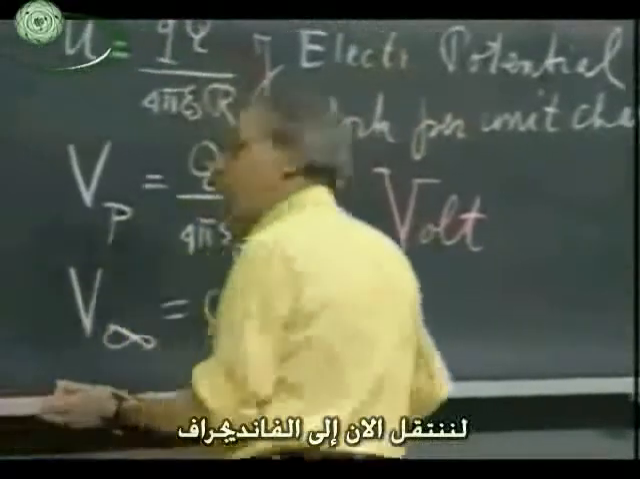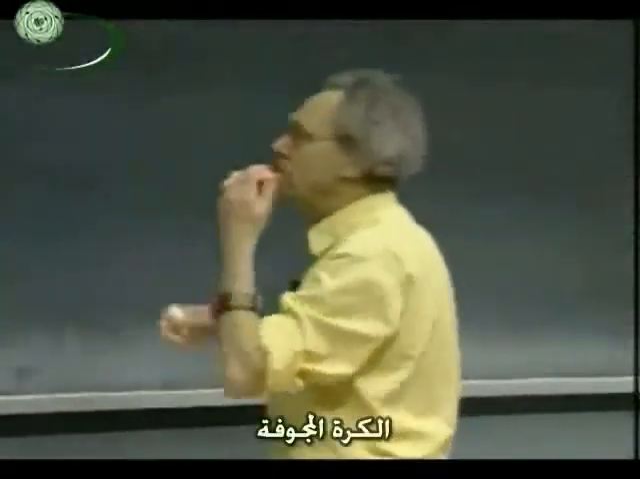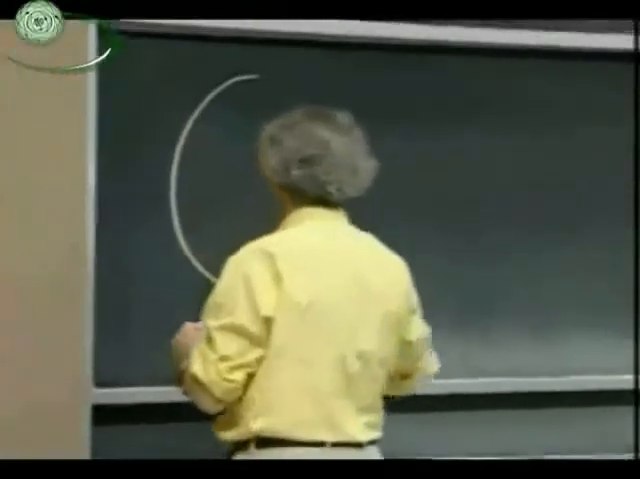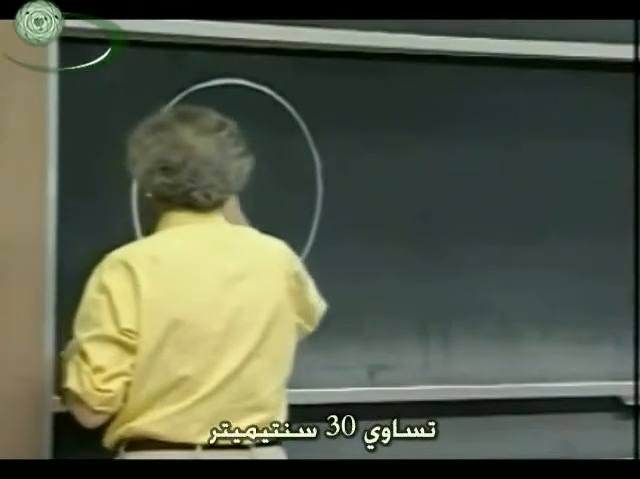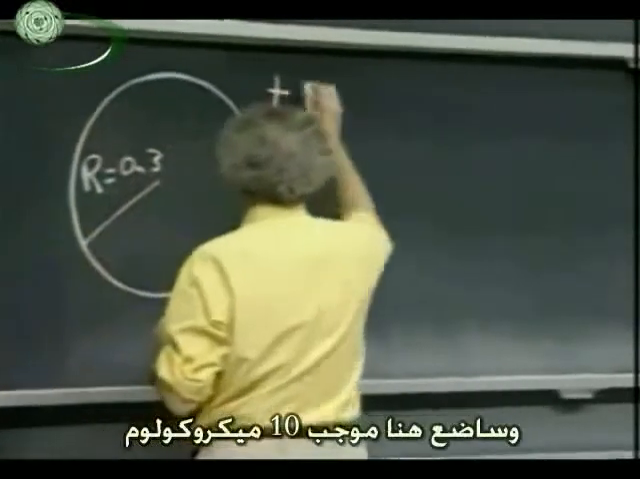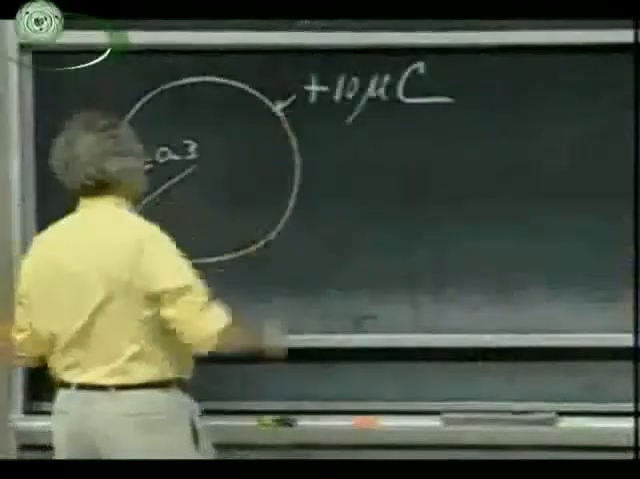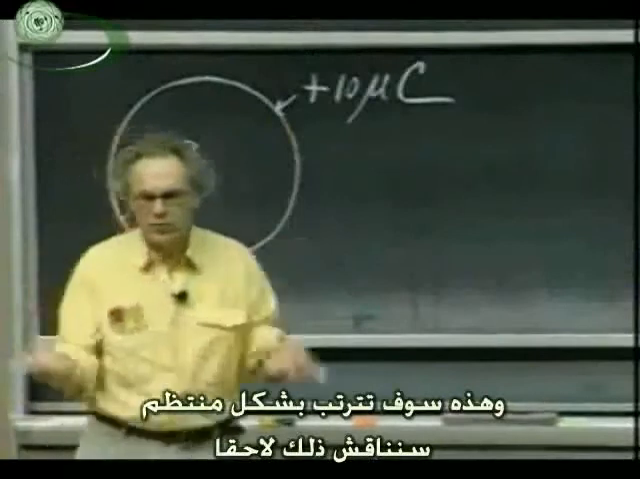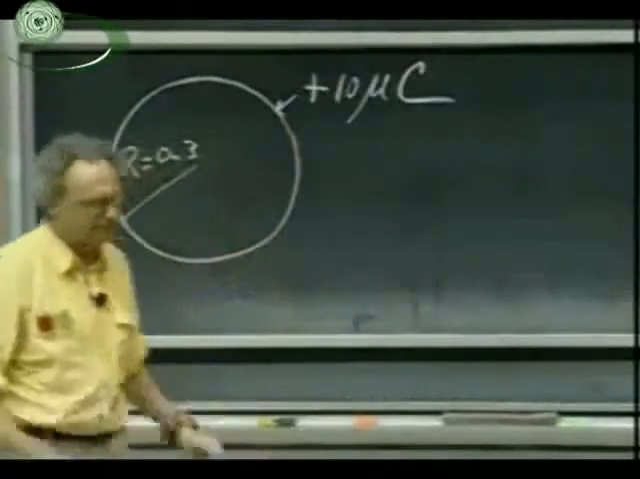Let's now turn to our Van de Graaff. It's a hollow sphere, has a radius R, about 30 centimeters, and I'm going to put on here plus 10 microcoulomb. It will distribute itself uniformly. We will discuss that next time in detail, because it's a conductor.